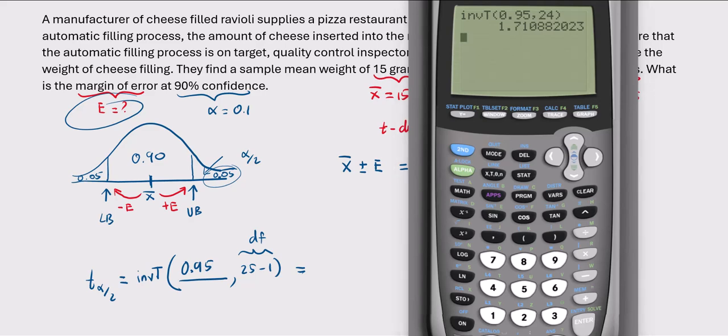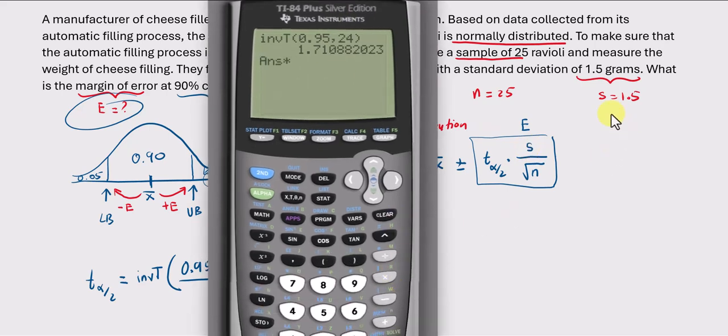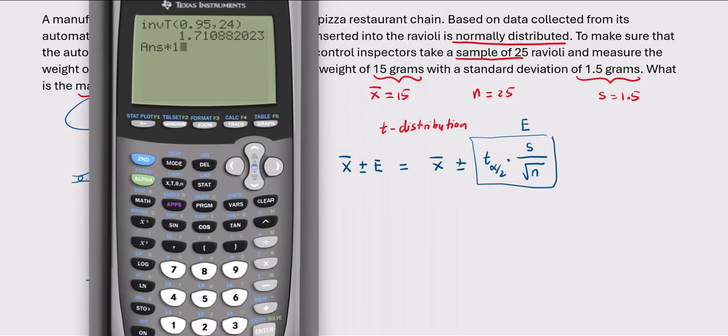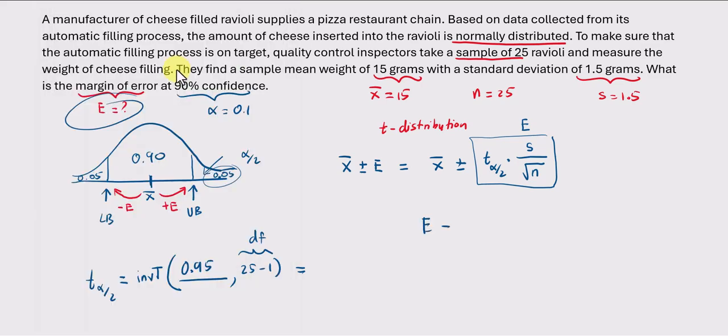We're gonna multiply by the small s. So we multiply with the 1.5, and then we will divide everything by the square root of the sample size, which is 25. And that is the margin of error, 0.5133 grams. So E is 0.5133 grams.